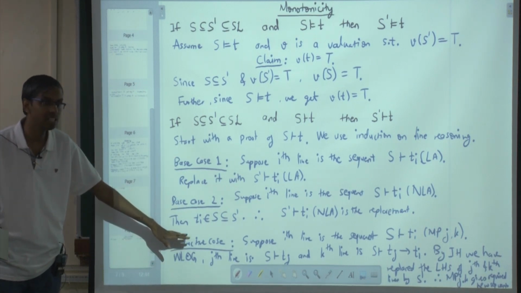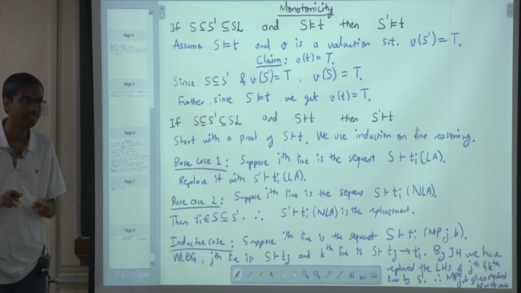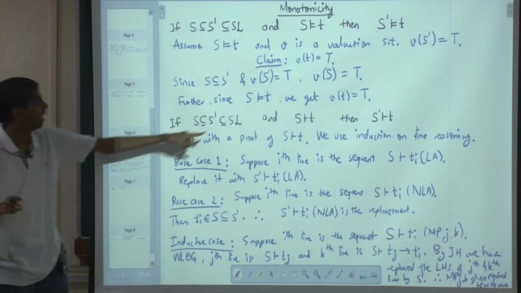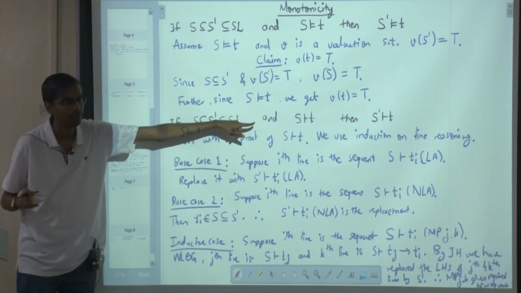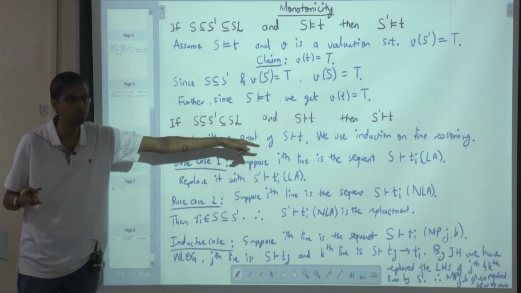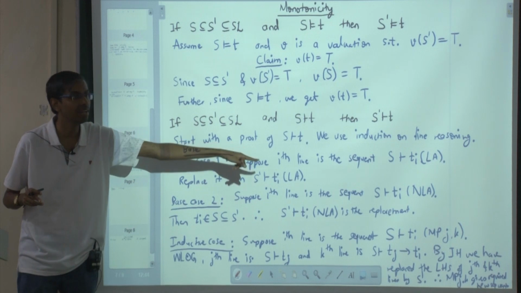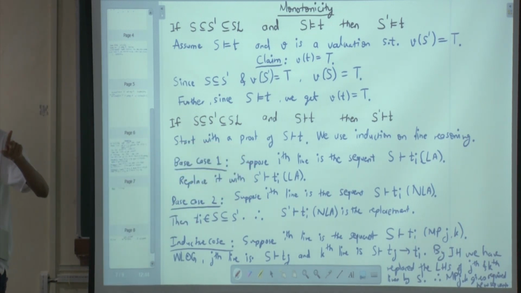When do you say it's complete? Since the last sequent is S proves T. In the original proof the last sequent is S proves T, therefore in the new proof we have also replaced it by S prime proves T.